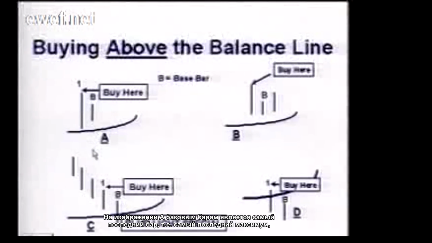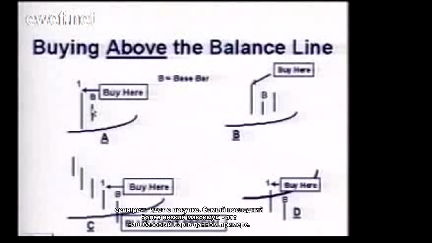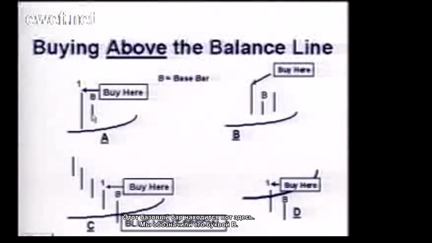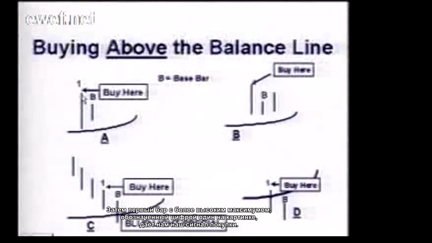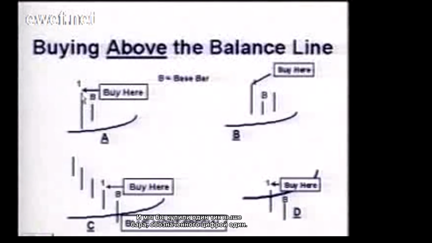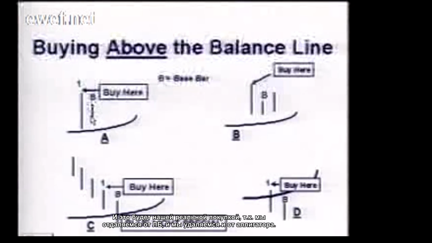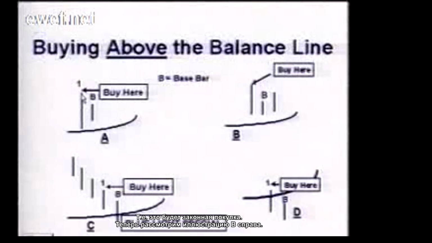So in illustration A, the base bar, which is always the most recent low, or the most recent high if you're looking for a buy, is your base bar. So in this illustration, this base bar would be here, and we note that by the letter B. Then the first bar with a higher high, bar number 1 here, gives us our buy signal. And we would buy 1 tick above the top of bar number 1. And this would be an actual buy because we're going away from the balance line, away from the alligator. So this would be a legitimate buy.